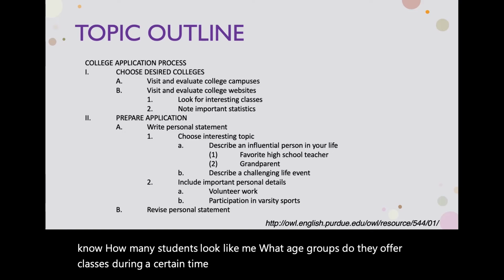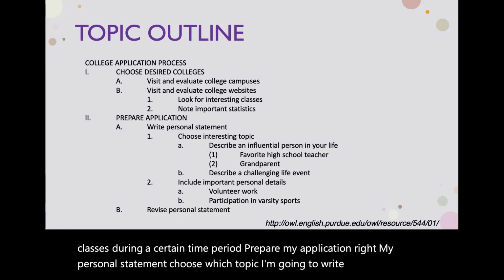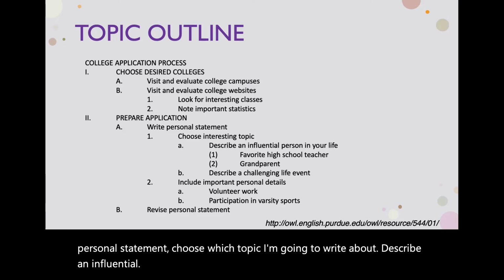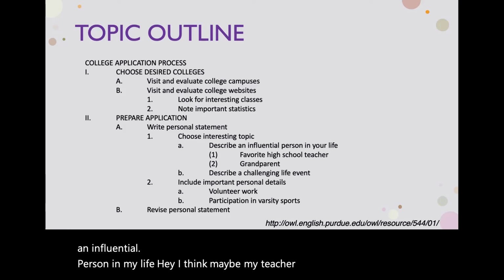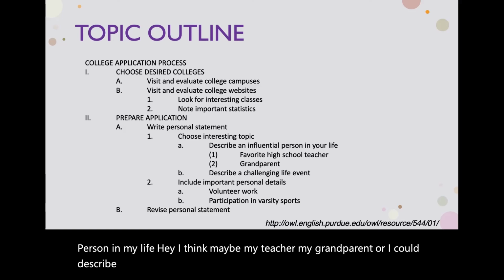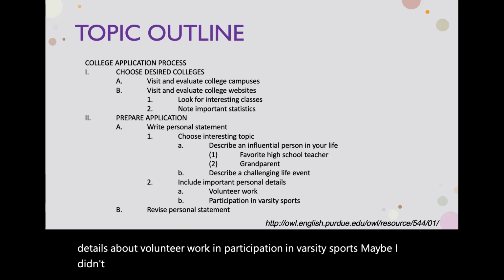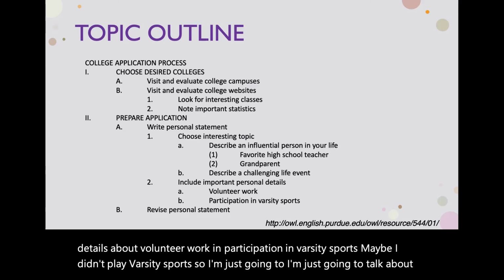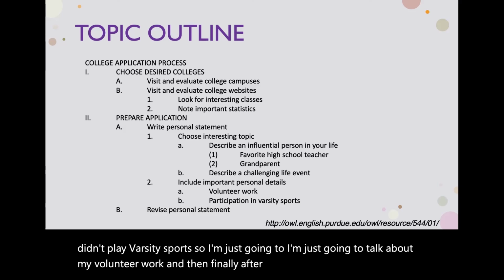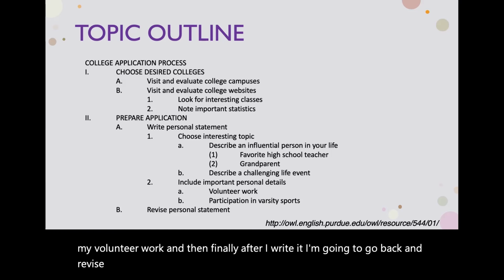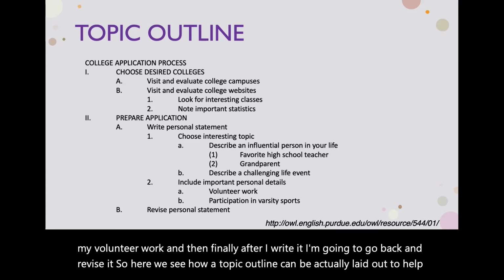Prepare my application, write my personal statement, choose which topic I'm going to write about, describe an influential person in my life. Hey, I think maybe my teacher or my grandparent, or I could describe a challenging life event. I also must include important personal details about volunteer work and participation in varsity sports. Maybe I didn't play varsity sports, so I'm just going to talk about my volunteer work. And then finally, after I write it, I'm going to go back and revise it. So here we see how a topic outline can be laid out to help you finalize your paper.